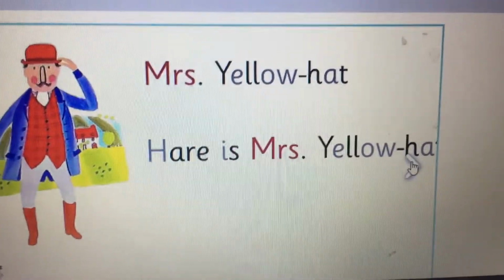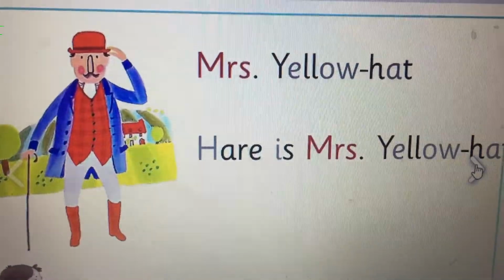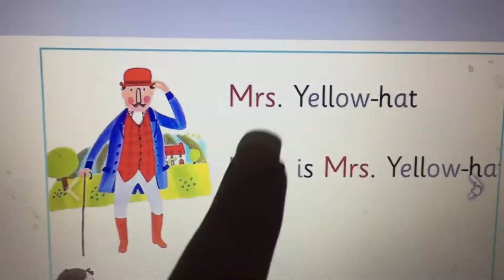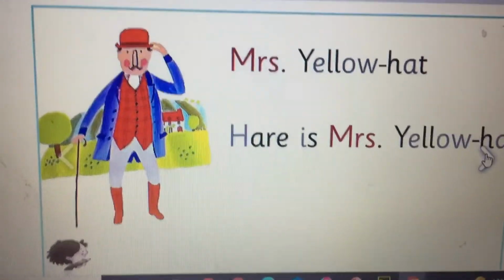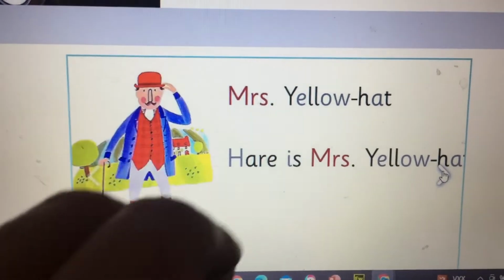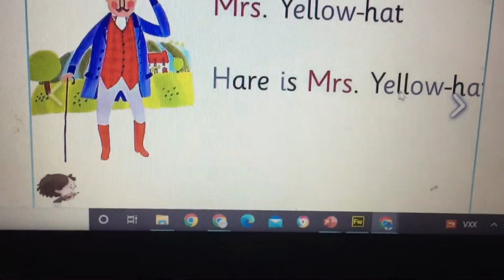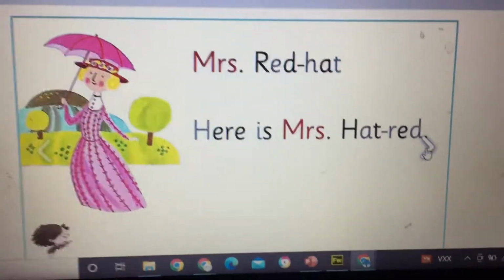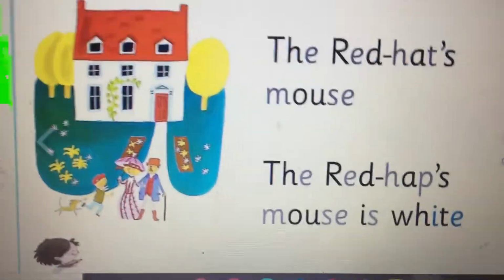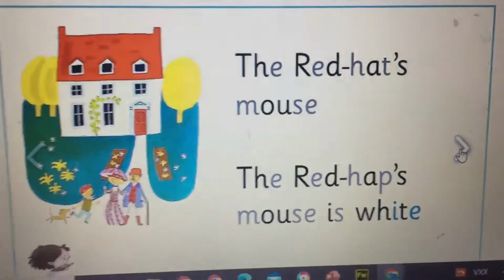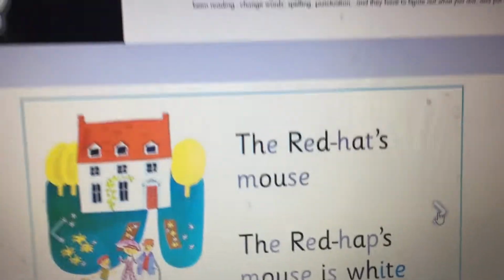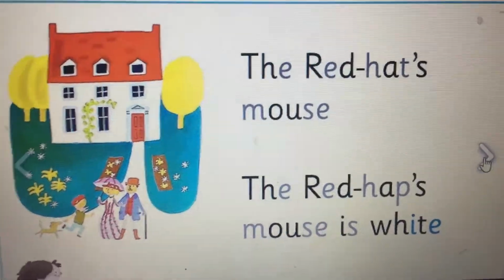Mrs. Yellow Hat. Hair is Mrs. Yellow Hat. So they've got to change it. Again, even just from the picture, they would be able to deduce that is not Mrs. And of course, as you know from the lessons, Mrs. is in red because it's an abbreviation, even though the children will still be able to decode Mrs. or Mr, etc. So it's a nice little activity that I'm going through with all of the introductory 16 books. You just put it up on the whiteboard and say to them, read it, follow the sounds to say the word. Red, hat, mouse. Excuse me, is it a red hat's mouse? No, it's a red hat's house.